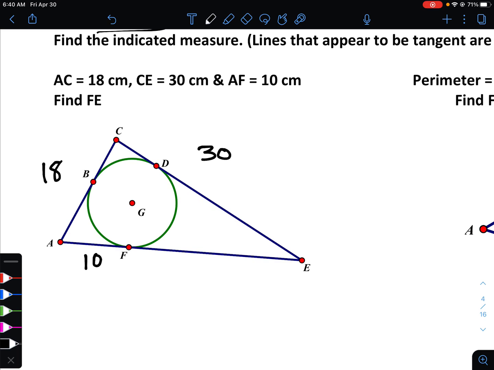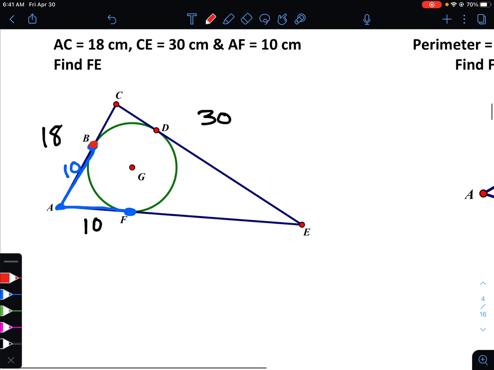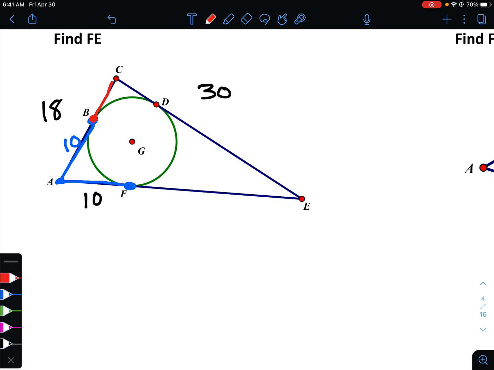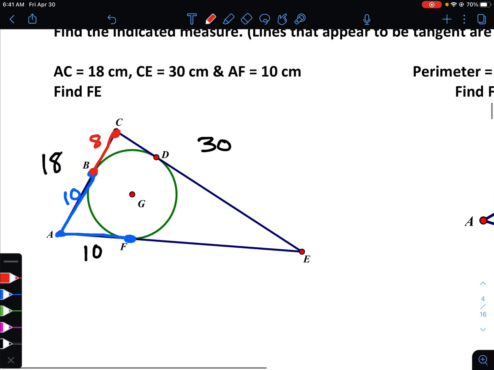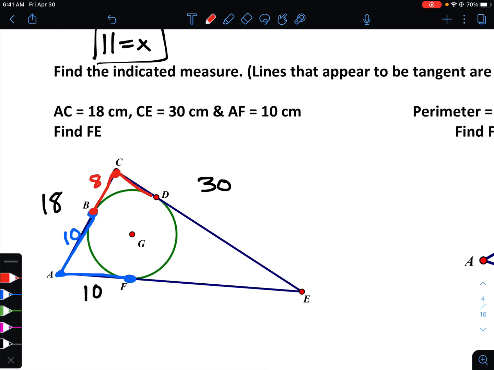Okay, so using that information, let's fill in some more information. If we know A to F, what I'm highlighting here in blue is 10. And using that property we just talked about, that also tells us that AB is equal to 10 as well. So where that can be helpful is if we know that that's 10 and that the entire side AC is 18, and what I'm highlighting in red here would have to be 18 minus 10, which is 8. So that would have to be our distance here. And if that distance is 8, then this distance from C to D also has to be 8.